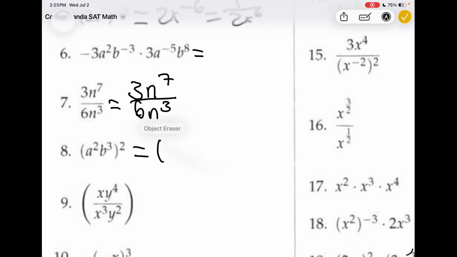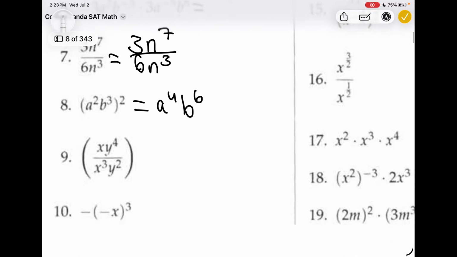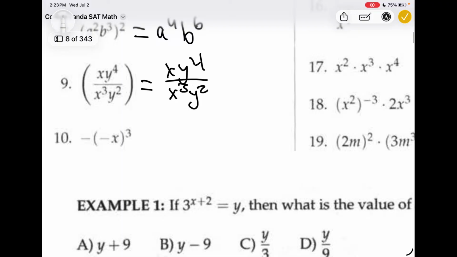This one is a to the 4th, b to the 6th. Yeah, this one also, I think we can just keep it as is. Negative x, negative x, positive x.